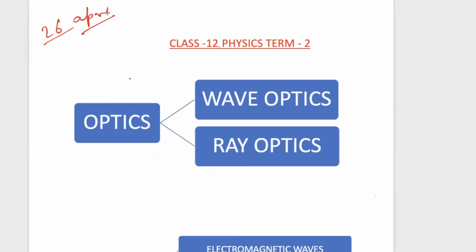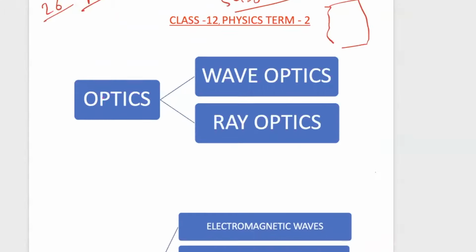See, CBSE Term 2 is subjective type. Basically, in this Term 2 the questions will come in a subjective manner. Subjective manner means there is a question and then you have to write it in a proper statement form from start to end. So physics is divided into two parts.